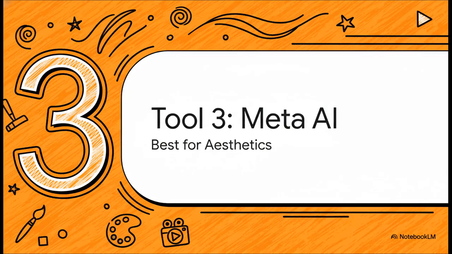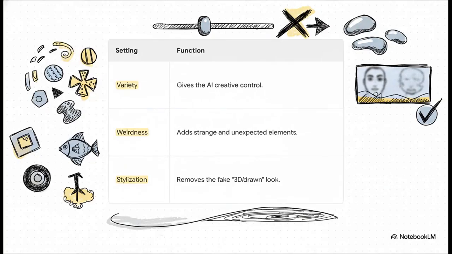All right, our third and final tool is Meta AI. And honestly, if I had to pick just one free option to use myself, this would be it. Its real power is the incredible control it gives you over the final look and feel of your image. This is where Meta AI really shines.